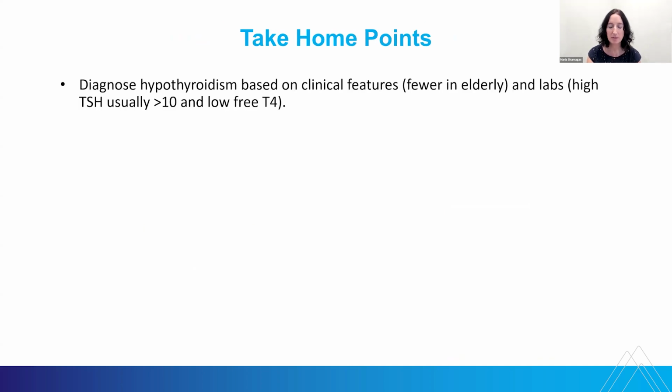So the take-home points: we diagnose hypothyroidism based on clinical features, which are fewer in the elderly, and so we really depend on our labs. We're going to be looking for a high TSH and a low T4. The TSH is usually over 10. And so again, when you initially diagnose, you're going to be pairing these hormones. You're going to pair the TSH, the central pituitary hormone, with the thyroid hormone or the T4. And again, T3 is not helpful in making the initial diagnosis, as is the TSH with the T4.